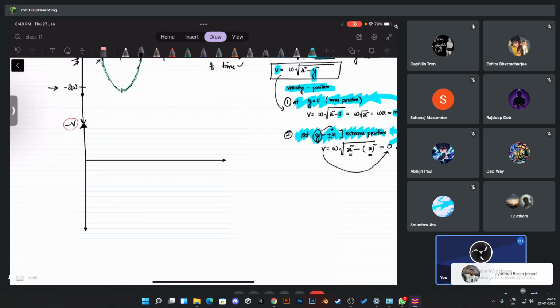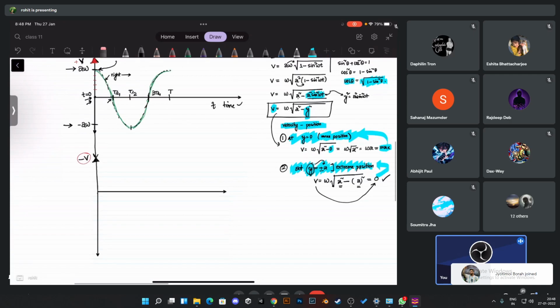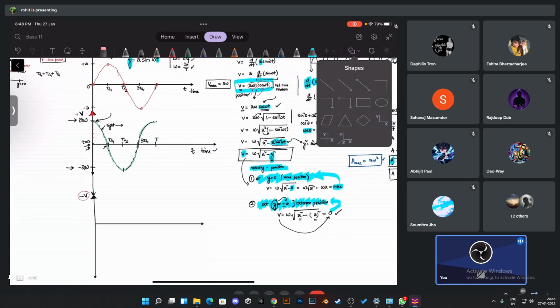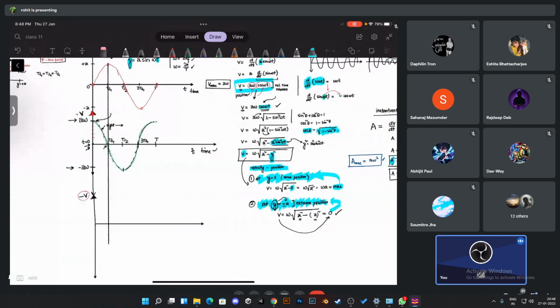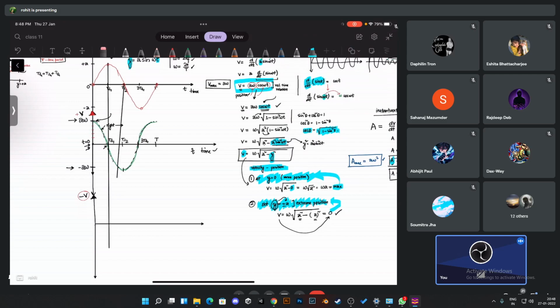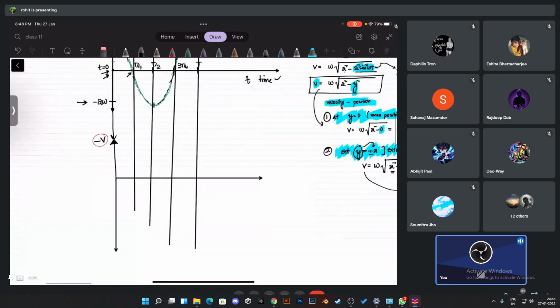Jyotirmoy joined again. Let's go to these timings again because it will help us. So I'm just going to draw this reference line here. This is T by 4 line. This is T by 2 line. This is 3 times T by 4, just like that. I'm just going to use it for the time being. So please help me out. I'll show you something now.